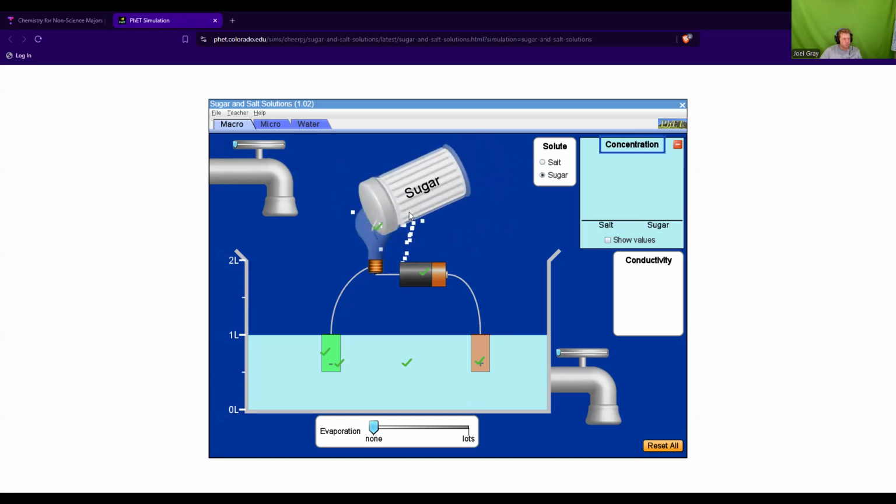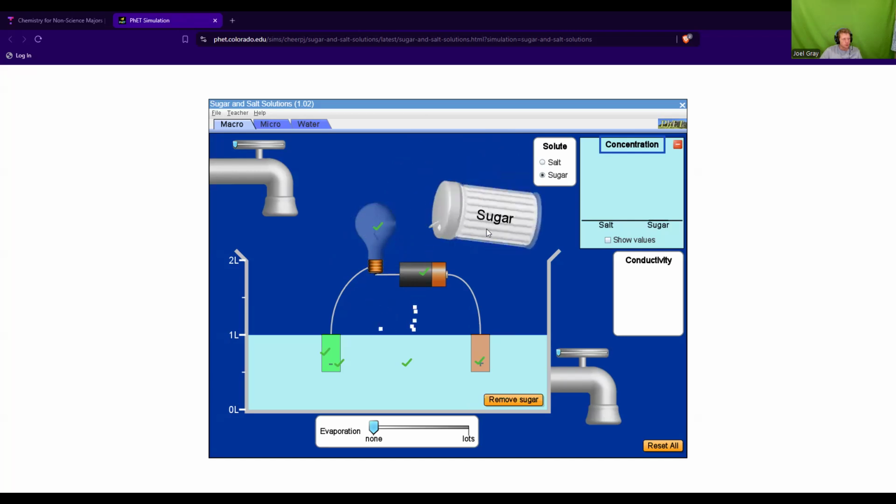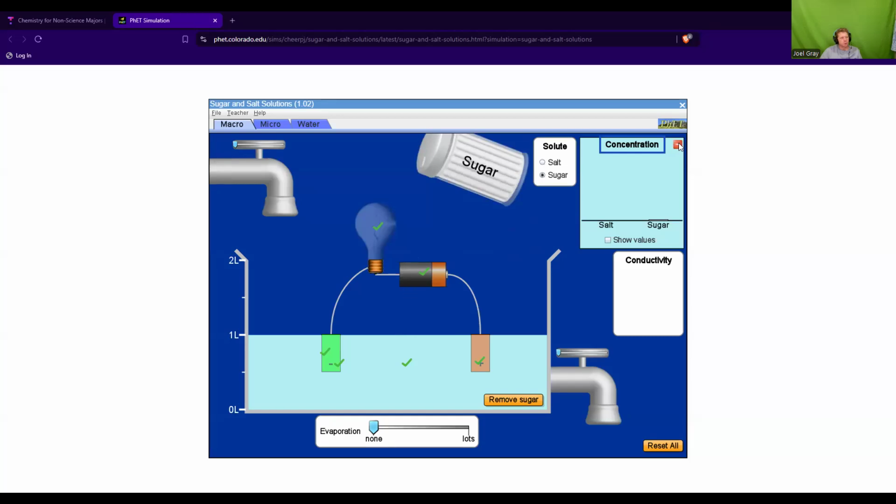Now, if I add sugar, I'm going to continue adding sugar, more and more sugar. My concentration bar for sugar doesn't seem to be increasing. Oh, there we go. Okay. Sugar isn't really changing it. It's not pushing the needle. And that's not causing my light to illuminate.